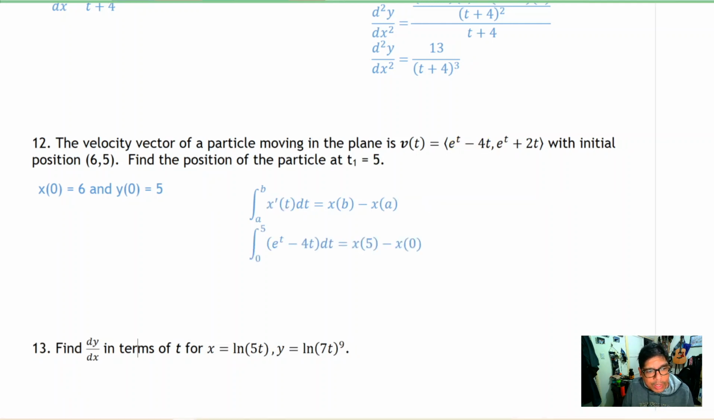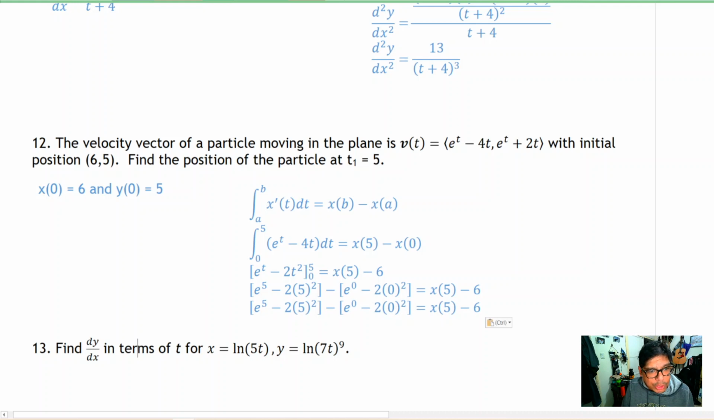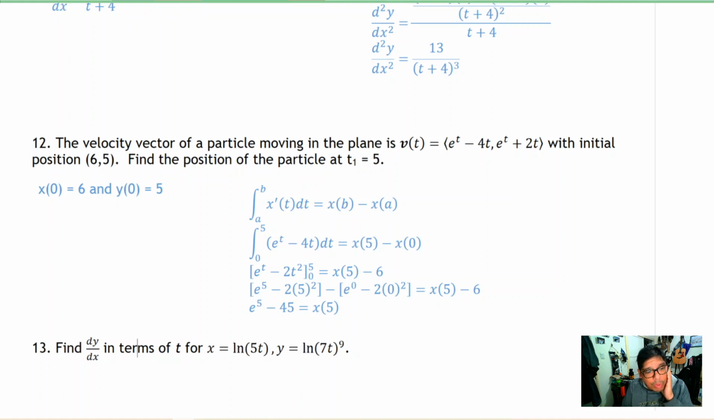Now we just have to integrate e to the t minus 4t. Now we know x of 0 is 6, so we'll substitute 6. And then we'll evaluate that definite integral. Now we're going to do a little bit of evaluation. And then a little bit of solving. This gives us our first coordinate, the x coordinate. The x coordinate at t equals 5 is e to the 5th power minus 45.